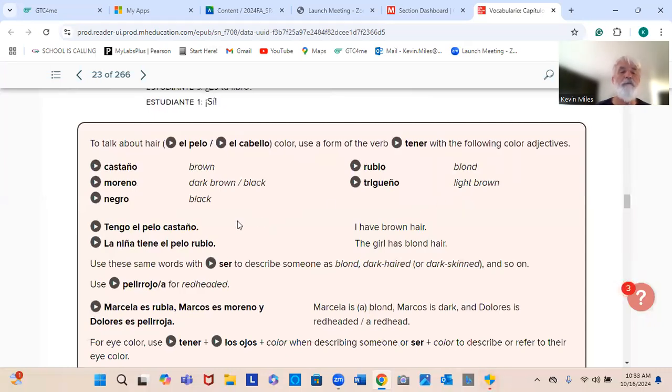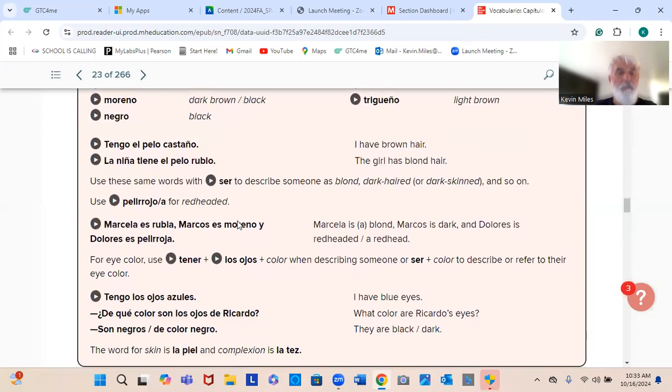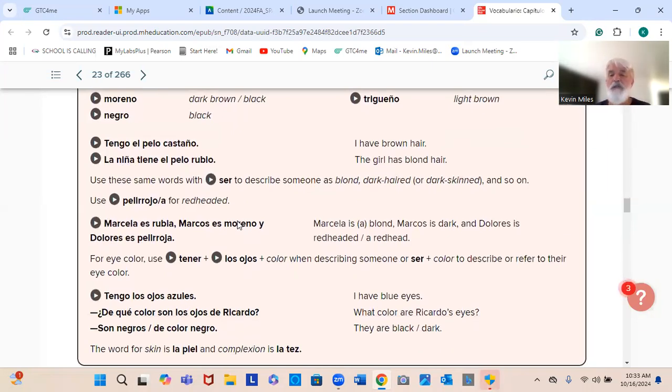So I have brown hair. Yo tengo el pelo castaño. The girl has blonde hair. La niña tiene pelo rubio. Mi amiga tiene pelo rubio. I'm sorry. Mi amiga tiene pelo rubio. Okay, my friend has blonde hair. You can also use ser. She's a blonde. She's a redhead. So Marcela es rubia. Marcelo is a blonde. Marcos es moreno. Or Dolores es pelirroja. Okay, she's a redhead.